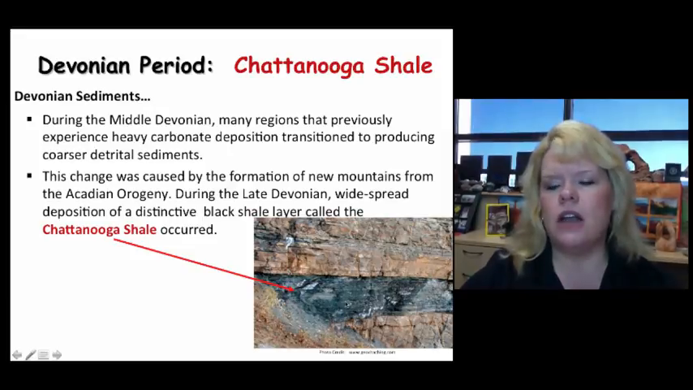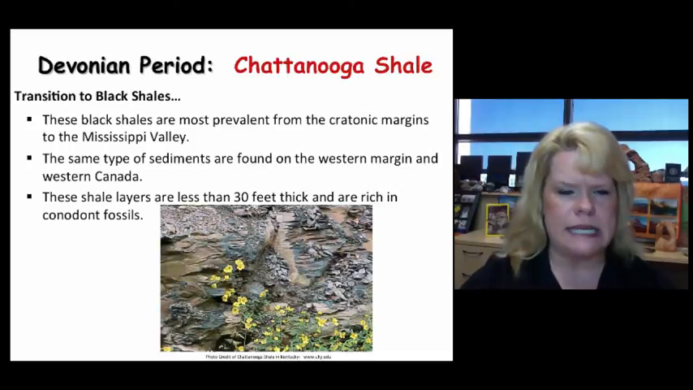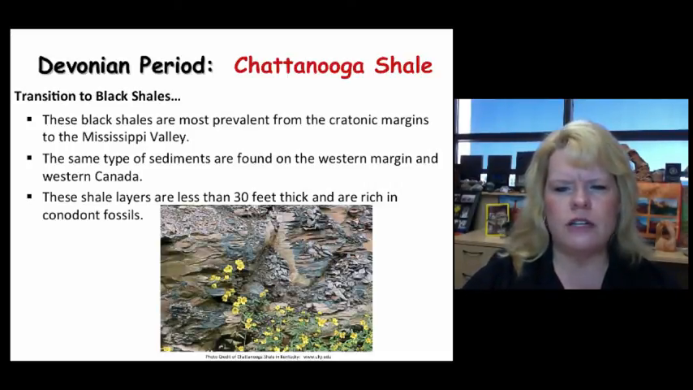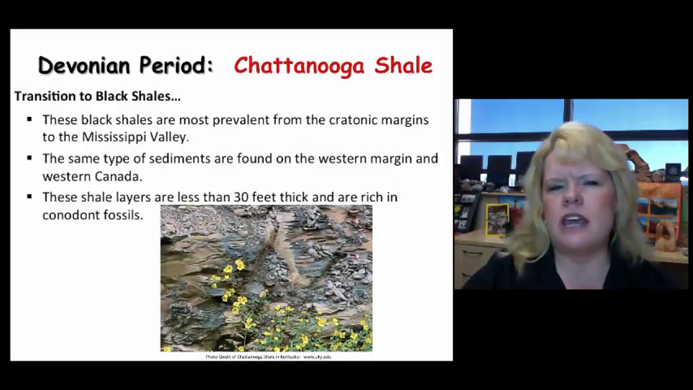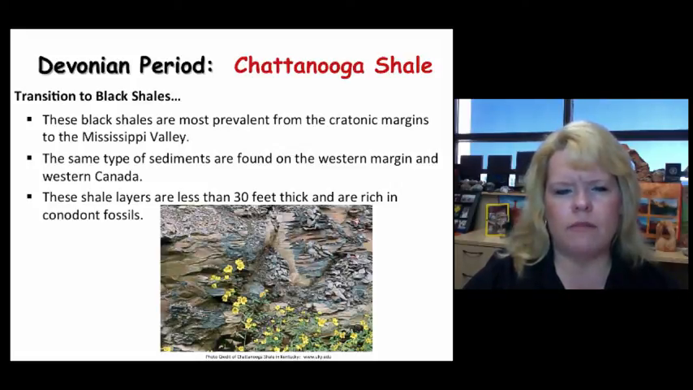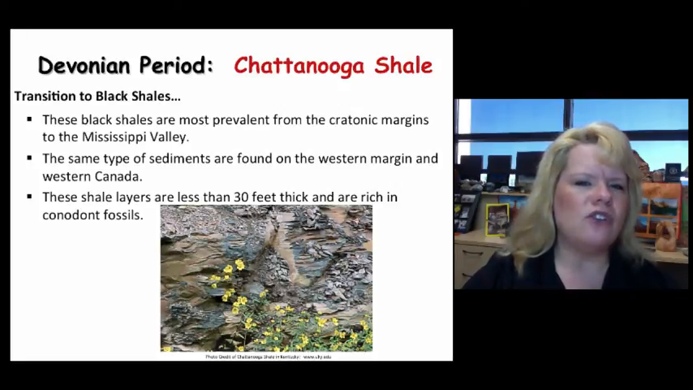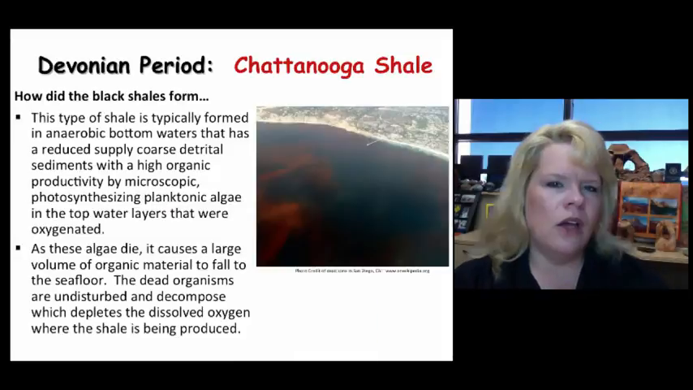It's not a really thick layer, but it's a very unique and useful layer for monetary purposes. We find these black shales are most prevalent from the cratonic margins to the Mississippi Valley, and especially from the eastern side of the continent. The same types of sediments are found on the western side that kind of grade out from western Canada, which makes sense from the same type of material that we just talked about a few minutes ago. These shale layers are about 30 feet thick at maximum and are very rich in conodont fossils.